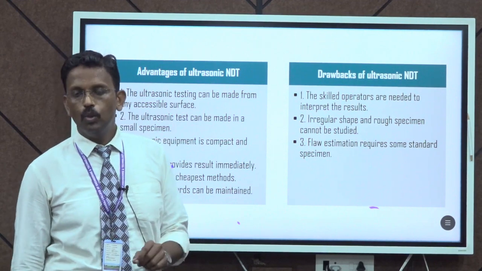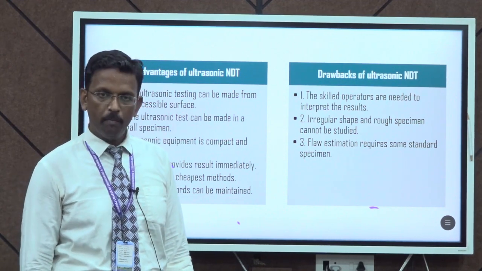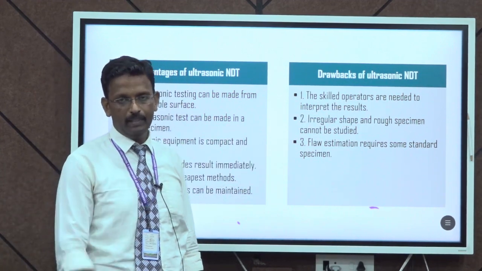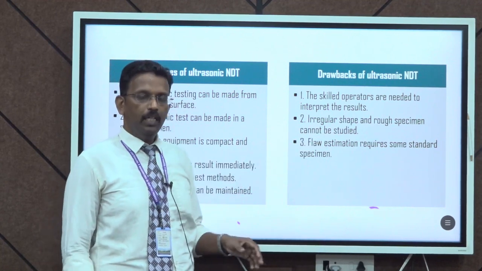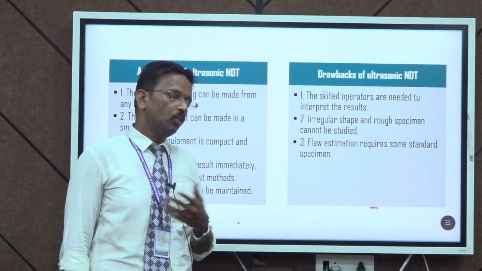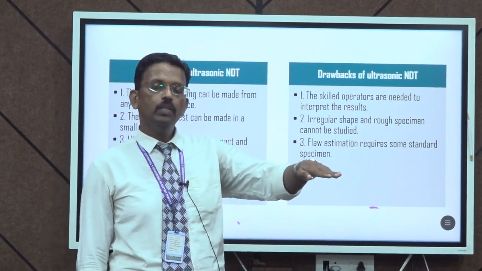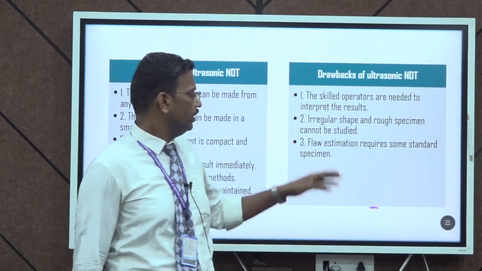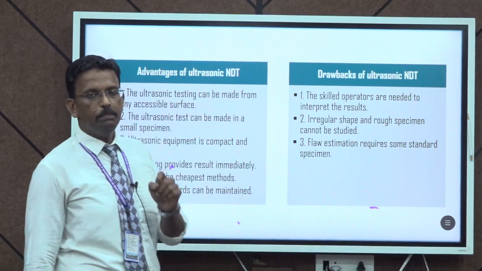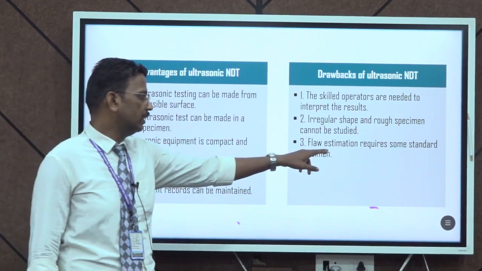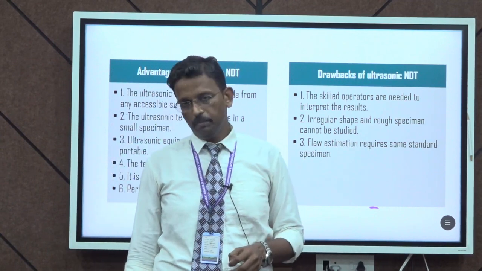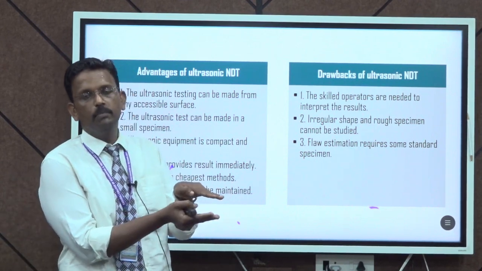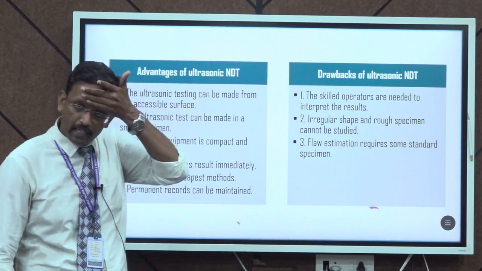But it also has some drawbacks. The main drawback is that it needs highly skilled operators to operate the instrument. Second thing, irregular shaped objects we cannot easily measure, because the ultrasonic transducer must move over a smooth surface. So, irregularly shaped objects need some special attention to measure. Third thing, estimation requires some standard specimen. Before analyzing the specimen, we need to analyze the standard specimen before moving on to the final one.